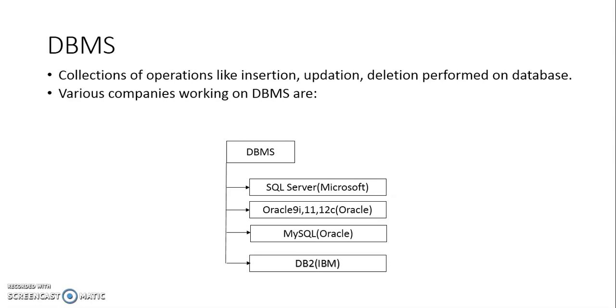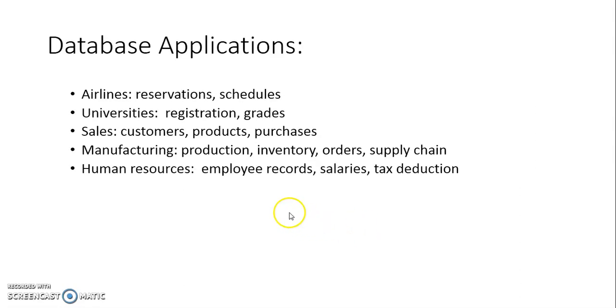So which are the different companies? We have SQL Server database, which is owned by Microsoft. We have Oracle 9i, 11, 12c. These are the versions owned by Oracle. We have MySQL, again owned by Oracle. We have DB2, which is owned by IBM. If we talk about practicals related to database, we are going to use MySQL to write and execute our queries. We are going to use Oracle. Both are owned by the Oracle company.